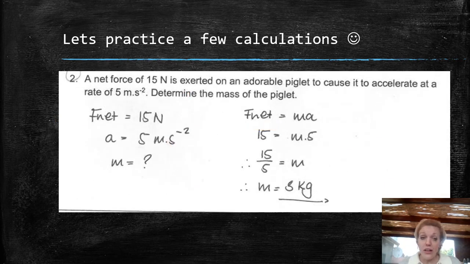Question 2 asks, a net force of 15 newtons is exerted on an adorable piglet to cause it to accelerate at a rate of 5 meters per second. Determine the mass of the piglet. Once again, this is not asking a direct question on Fnet. It's asking something different. Now, the previous question we asked acceleration. Now we want mass. So, grade 9s, what have I always said to you?